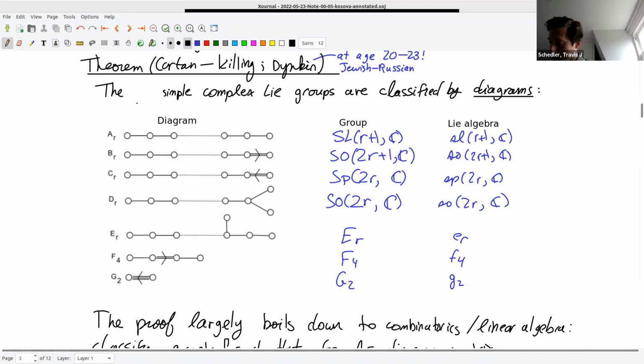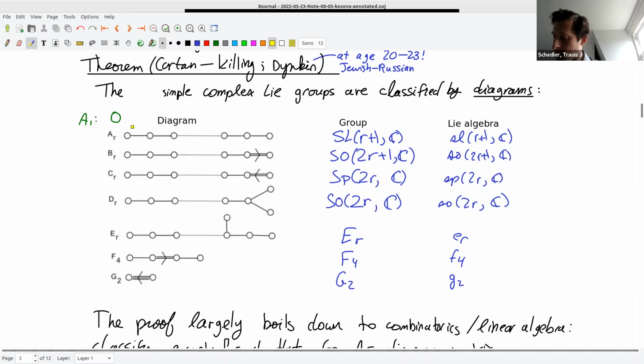And so the basic one that I was talking about before, SL2, that's just given by A1, right? So A1, let me write that here. This is our sort of running example. The diagram is just a vertex with nothing else. But then you can get more complicated things. We have this AR, which is already a little bit more complicated. And then we have these other more complicated diagrams.